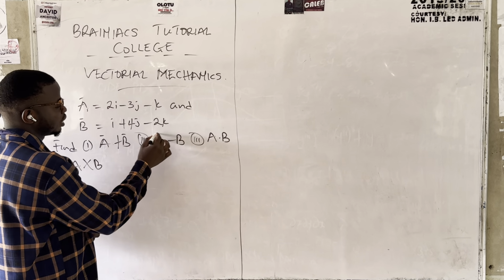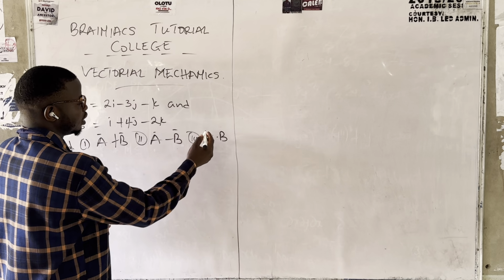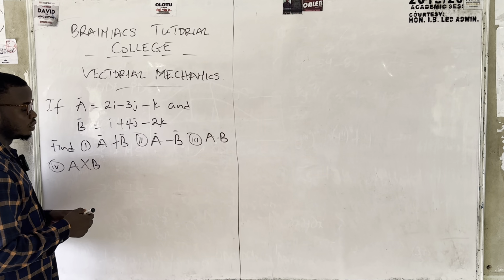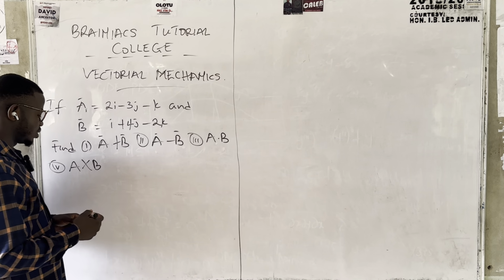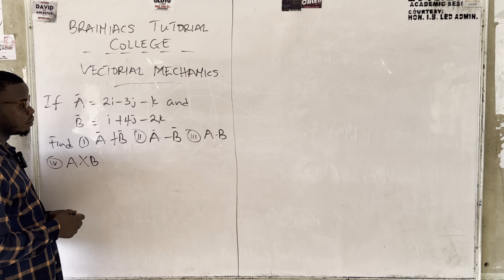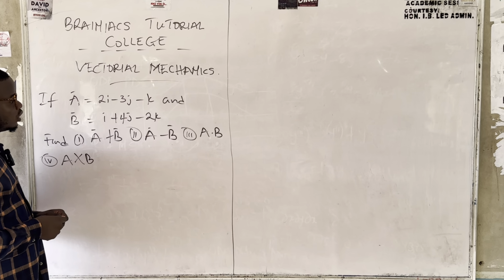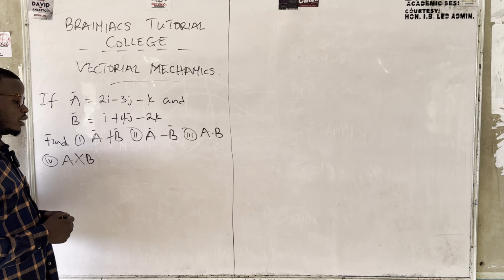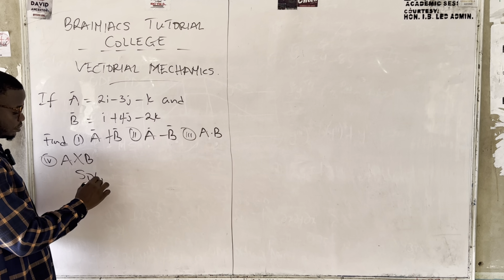So sum of the two vectors, then we have to find the subtraction. Then we have the dot product, which is also known as the scalar product. Then we have the cross product, A cross B, which is also known as a vector product. So now we have it in 3 dimensions, that's ijk. So now let's go to the solution.